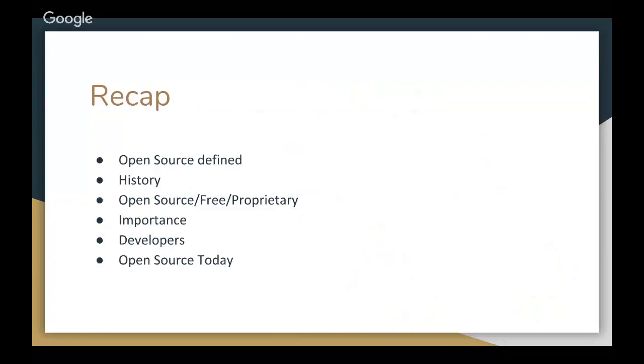So to recap, we defined open source as generally software that's free to use, free to edit, modify, and redistribute. The history of open source with Richard Stallman, the Cathedral and the Bazaar, Mozilla and Netscape, and the Open Source Initiative. We talked about the differences between open source, free, and proprietary software. Talked about the importance of open source software, and then also the main developers, and where open source stands today. And I think it's continuously on the rise. As long as there becomes a better support system for it, then more people would be more likely to use it.